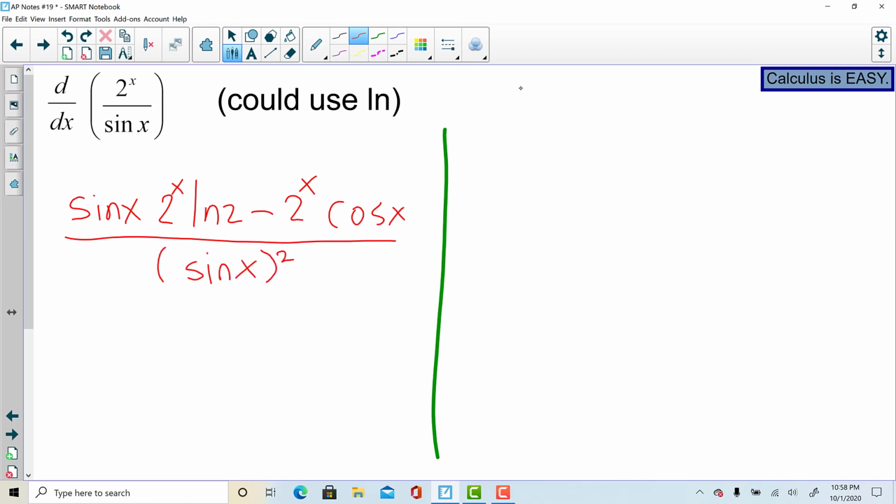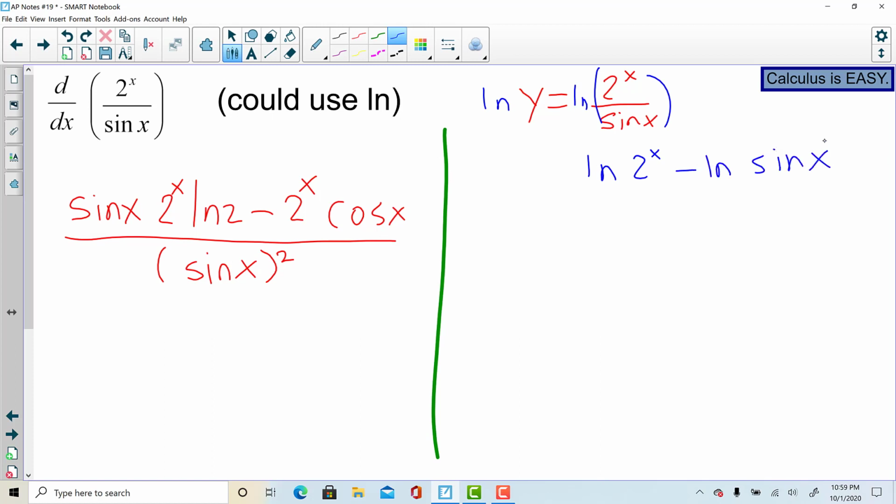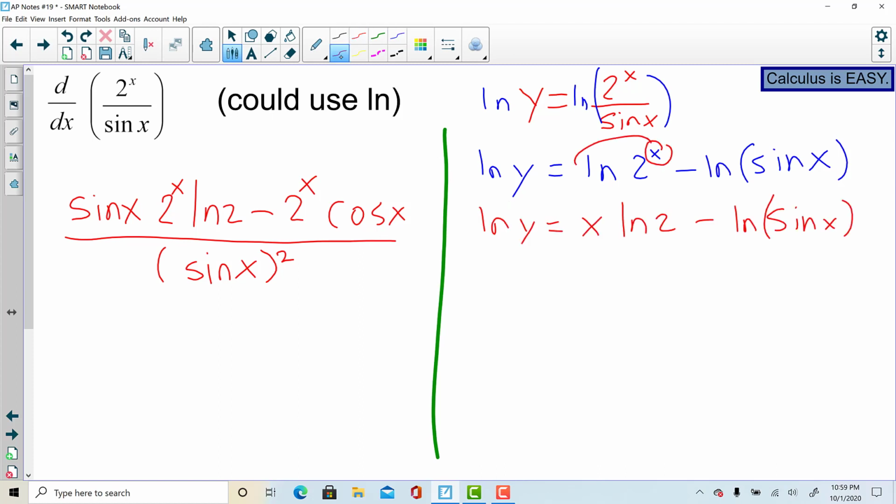Another way to do it is just call this piece y. Then we can do ln of both sides. That allows us to use the rules for log. We can separate this into 2 easier pieces. We could even bring this x down. Now we can do the derivative of both sides.